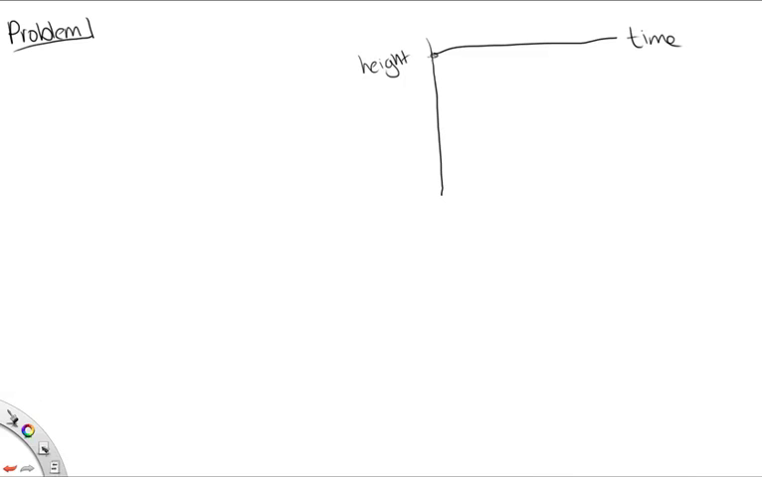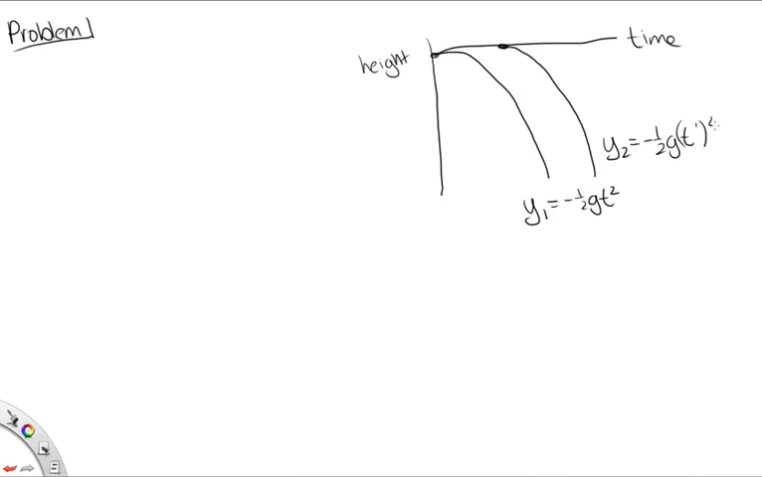The first body is dropped at time equals 0. And its height is going to be a parabola like this, given by the height is equal to minus a half gt squared. Now the second body is dropped 1 second later. It's also going to follow a parabolic trajectory, so it'll be parallel to this first one, and this has the equation object 2, y2 is equal to minus a half gt dash squared.